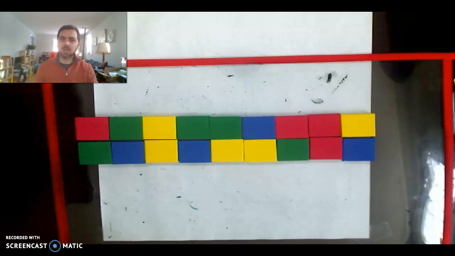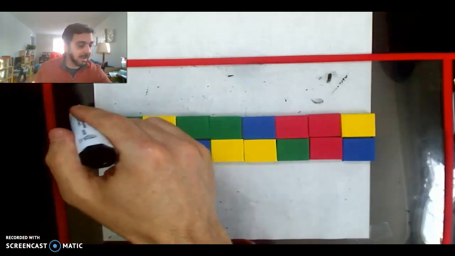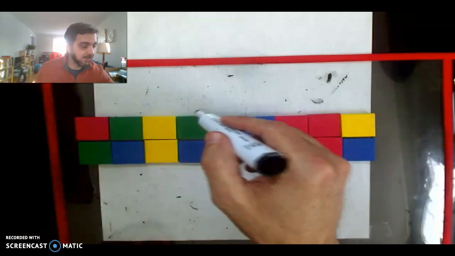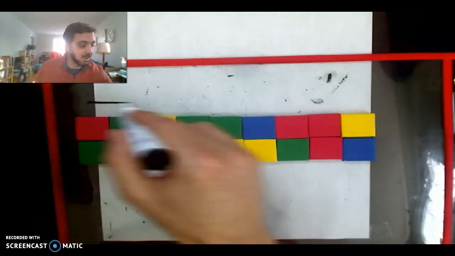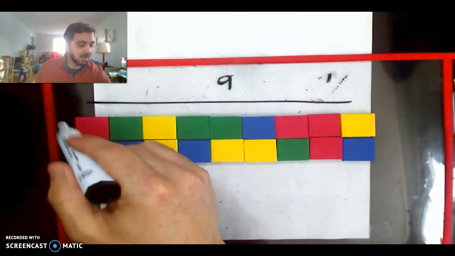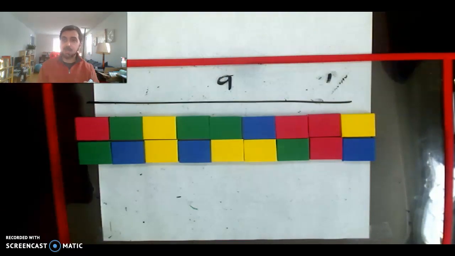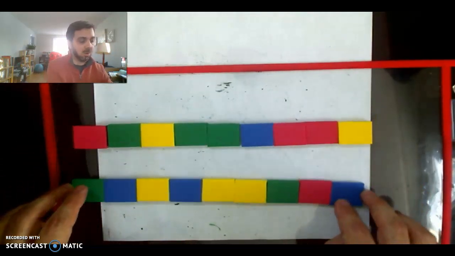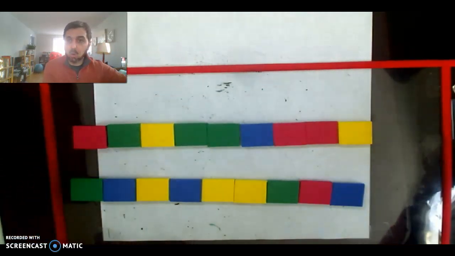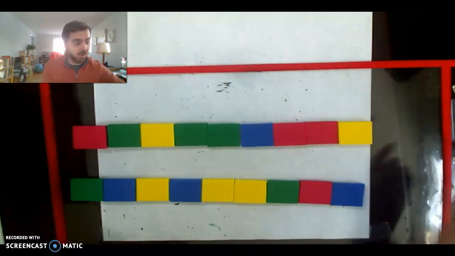Here's one that you could have made. You can see the length is 1, 2, 3, 4, 5, 6, 7, 8, 9, and the width is 2. So this is 9. The width is 2, so 2 rows of 9 equal 18. You could have also made a rectangle that is 1 long row of 18. So that's another one.